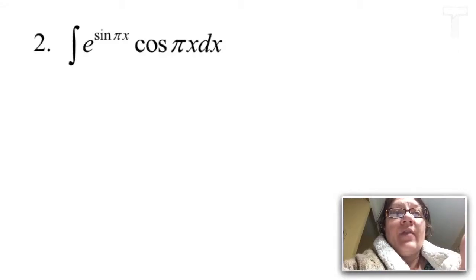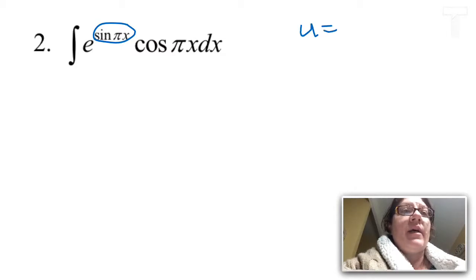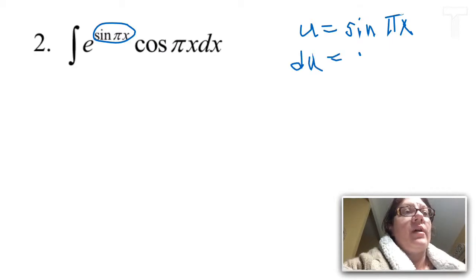So again, I can't have these fancy exponents. So I'm going to let u be that fancy exponent. And then when I take the derivative of it, remember I have to do derivative of the outside. So first I'll have cosine of the angle, and then derivative of the inside will be pi. Now I'll have a dx, right, because I would move that over from the denominator.